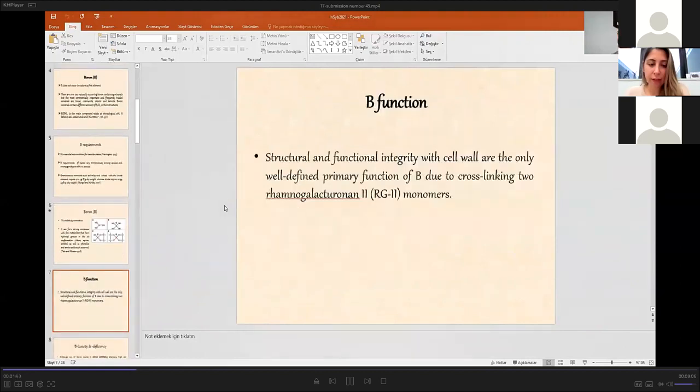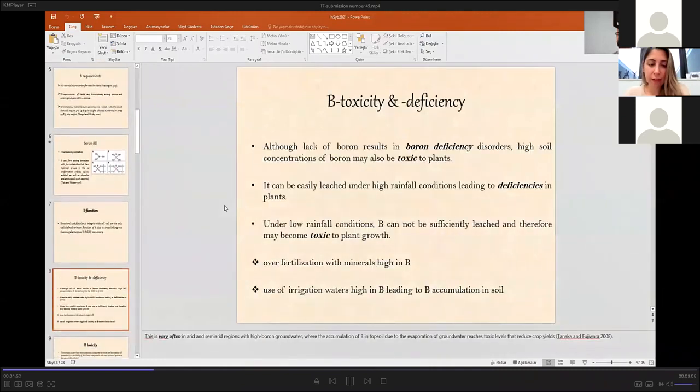So the function of boron, actually its only well-defined function, is a structural function in cell wall integrity, due to cross-linking of apiose residues of two rhamnogalacturonan II complexes in the cell wall. Although lack of boron results in boron deficiency disorders, high soil concentration of boron may also be toxic to plants. Under high rainfall conditions, it can be easily leached and this causes deficiency in plants. On the contrary, under low rainfall conditions, boron cannot be sufficiently leached and therefore may become toxic to plant growth.